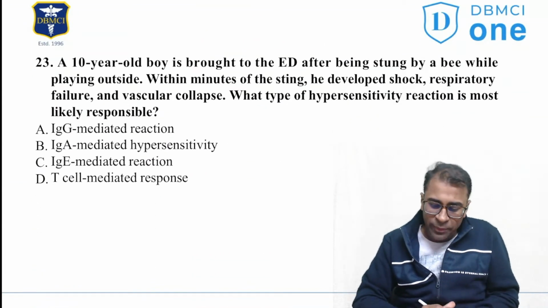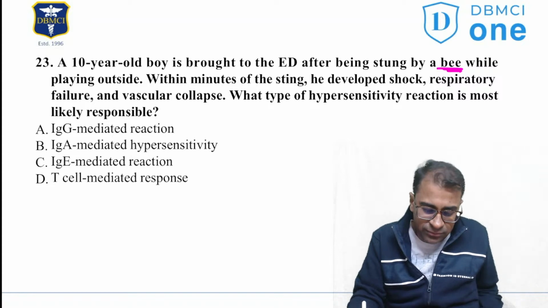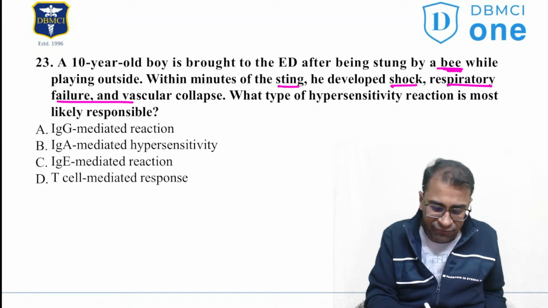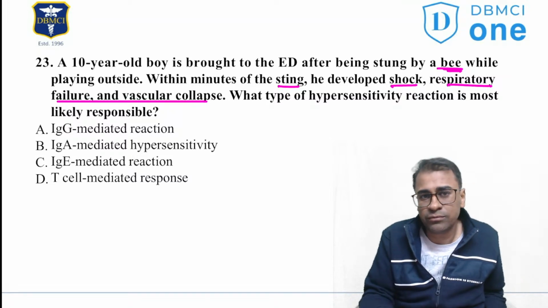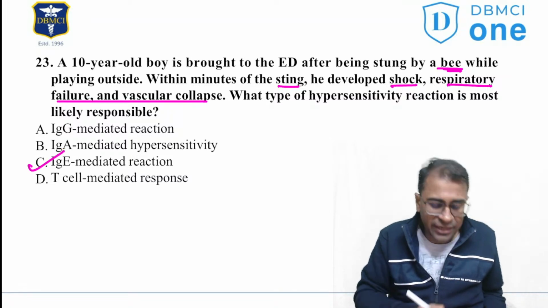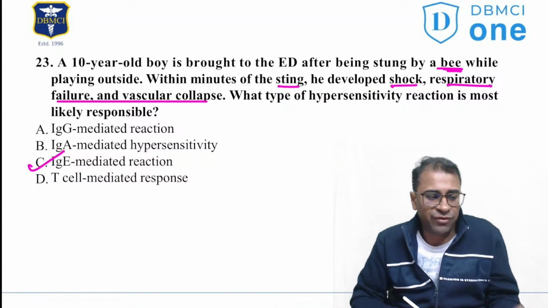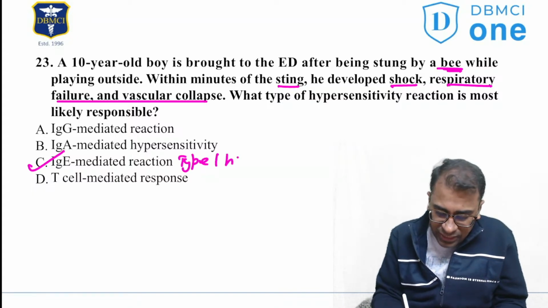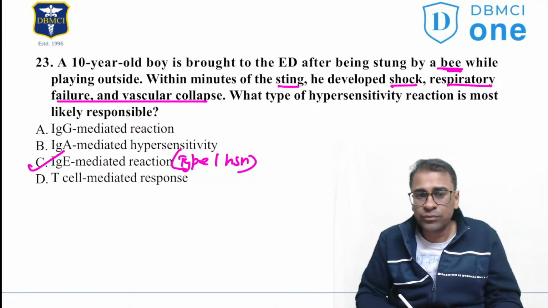The patient is brought to the emergency room with a bee sting and has shock, respiratory failure, and vascular collapse. What has happened to this patient? Type 1 hypersensitivity, so IgE mediated reaction very clearly. Okay, it has to be type 1 hypersensitivity reaction.